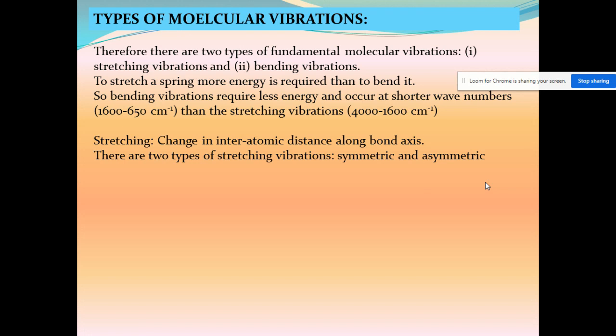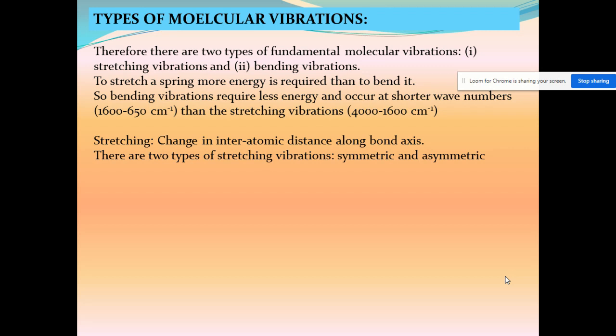Now, what are the types of molecular vibrations? So, we are seeing that there are two types of fundamental molecular vibrations. Number one, stretching vibrations, and number two, bending vibration. To stretch a spring, more energy is required than to bend it. So bending vibration requires less energy and occurs at shorter wavelengths than the stretching vibration.